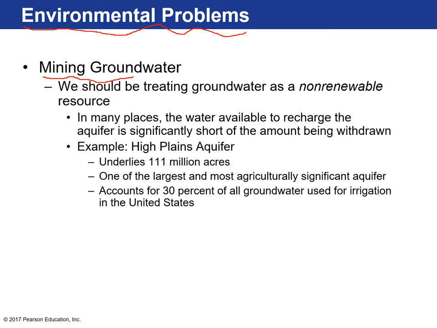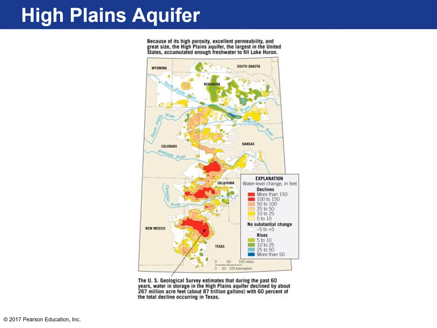So in a lot of places, not so much in Florida because we get so much rain every summer, the groundwater system recharges fairly quickly. But in other places, like the High Plains Aquifer, which underlies most of the Midwest, a lot of the farming that occurs out there, groundwater should be treated as a non-renewable resource, because sometimes the recharge rates there are much slower. The High Plains Aquifer, for example, is under about 111 million acres in the Midwest and accounts for 30% of all the groundwater used for irrigation in the predominantly agricultural areas in the Midwest.